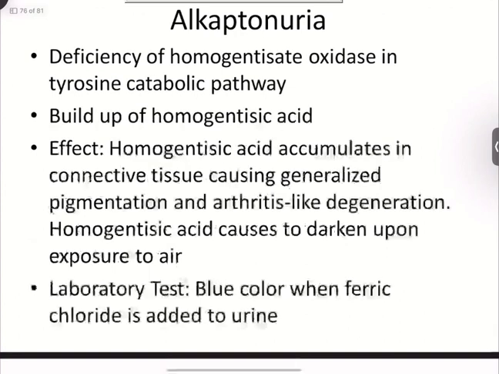Next is your alkaptonuria, deficiency of homogentisate oxidase in tyrosine catabolic pathway. Buildup of homogentisic acid. Effect, homogentisic acid accumulates in connective tissue such as your muscles, your tendons, no, causing general pigmentation and arthritis-like degradation. Also found in your bones. No? Homogentisic acid causes darkness upon your exposure to air, especially in your urine. Okay? Laboratory test, blue color when ferric chloride is added into your urine.